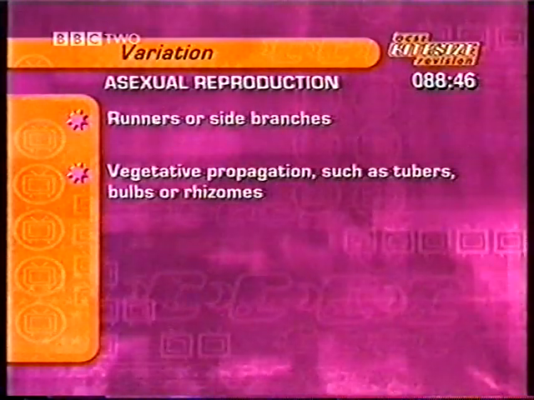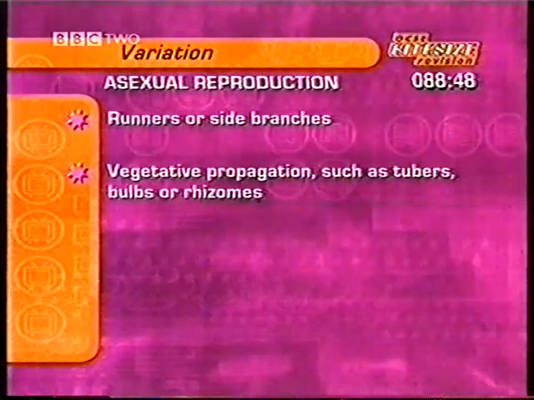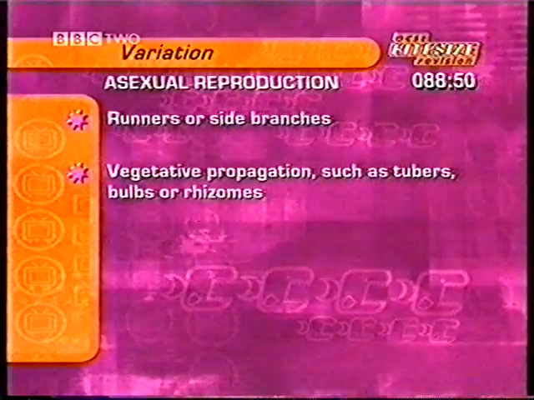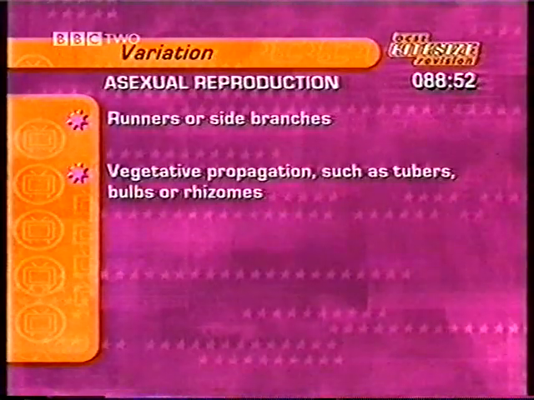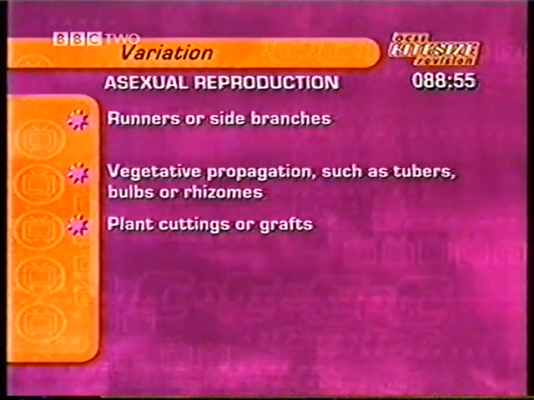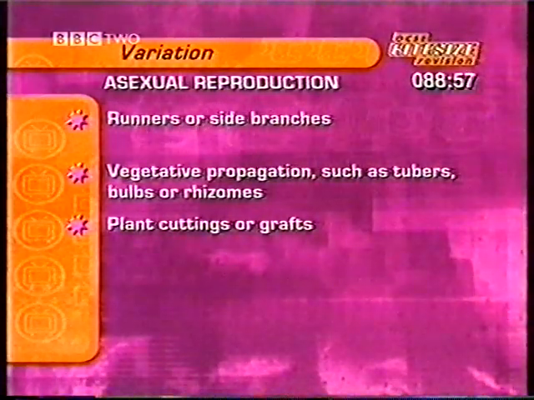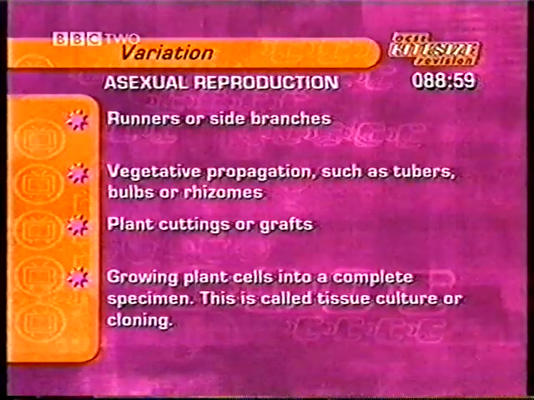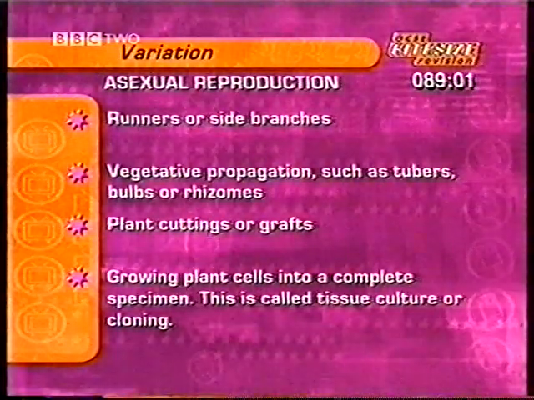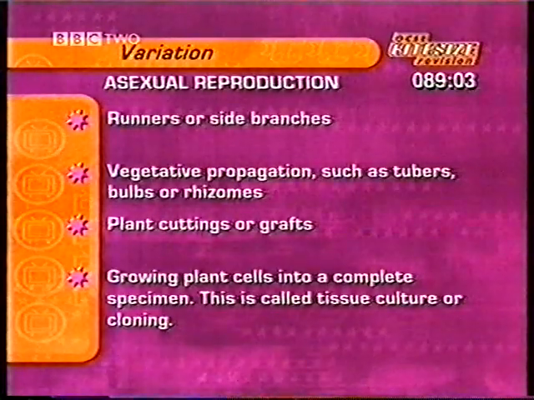Examples of asexual reproduction in plants are sending out runners, as in strawberries, or side branches like busy lizzies. Vegetative propagation, such as forming tubers, bulbs, or rhizomes, like in potatoes, crocuses, or irises. Taking plant cuttings or grafts to grow into new plants. And growing a few cells into a complete specimen, called tissue culture or cloning.